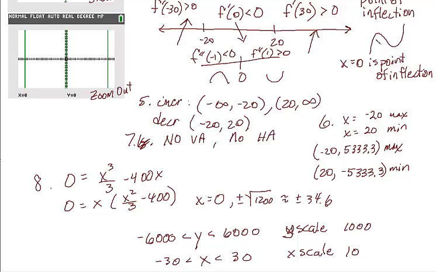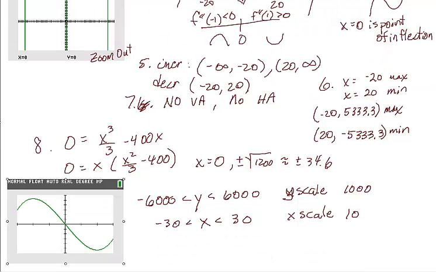All right, and then I'm going to graph that. Oh man, I forgot about those x-intercepts right there. This needs to go further than the 30, so I'm going to pull that out to 50. I'm going to see what that looks like.